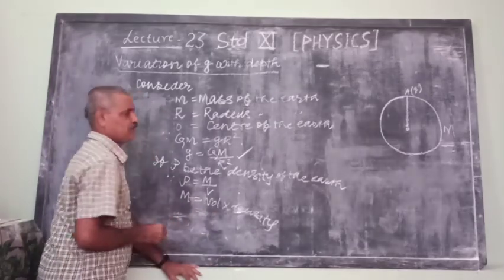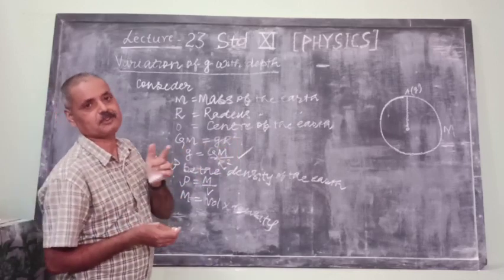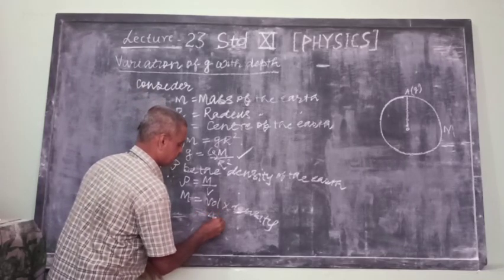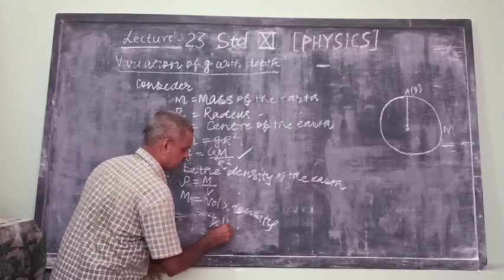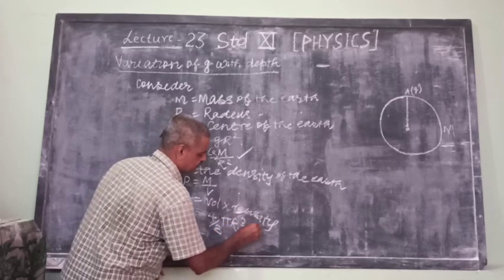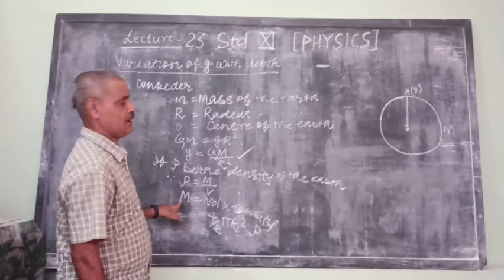What will be the volume of the earth? It is considered to be a solid sphere, 4 by 3 pi R cube. So we can write 4 by 3 pi R cube multiplied by density, that is rho. This is the value of M.